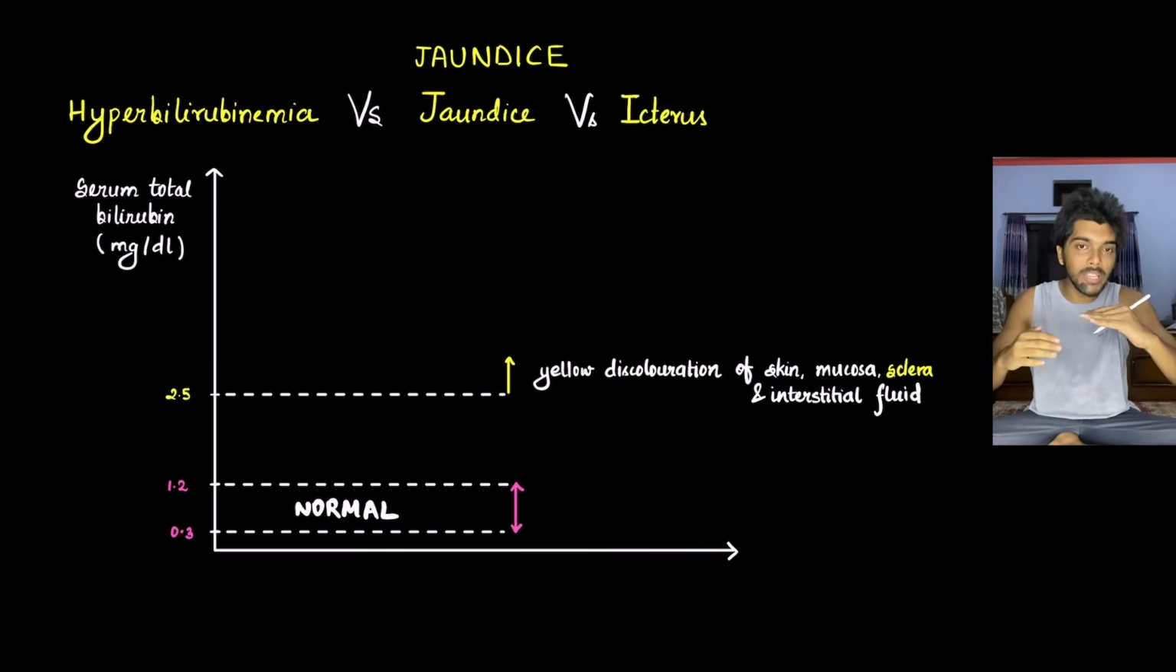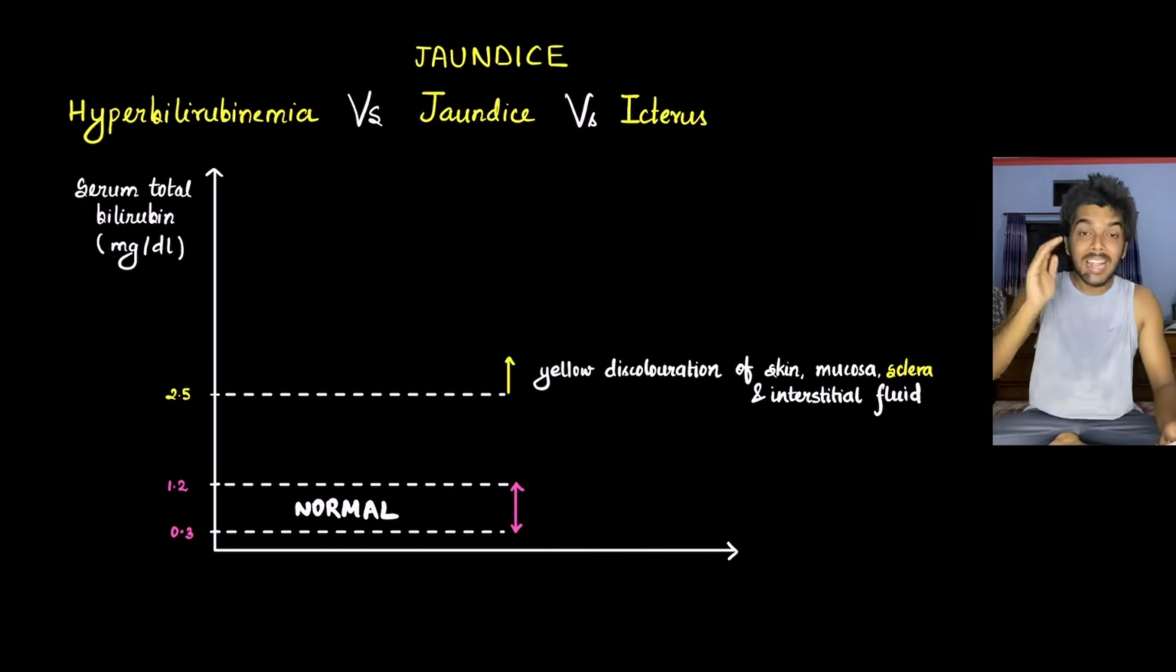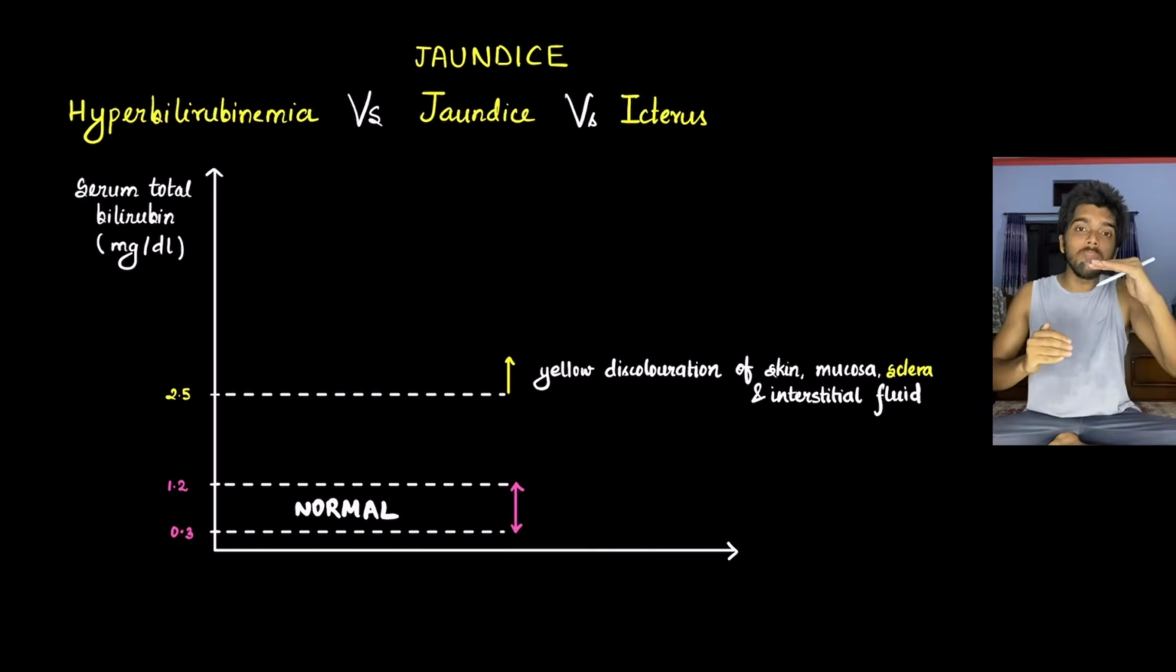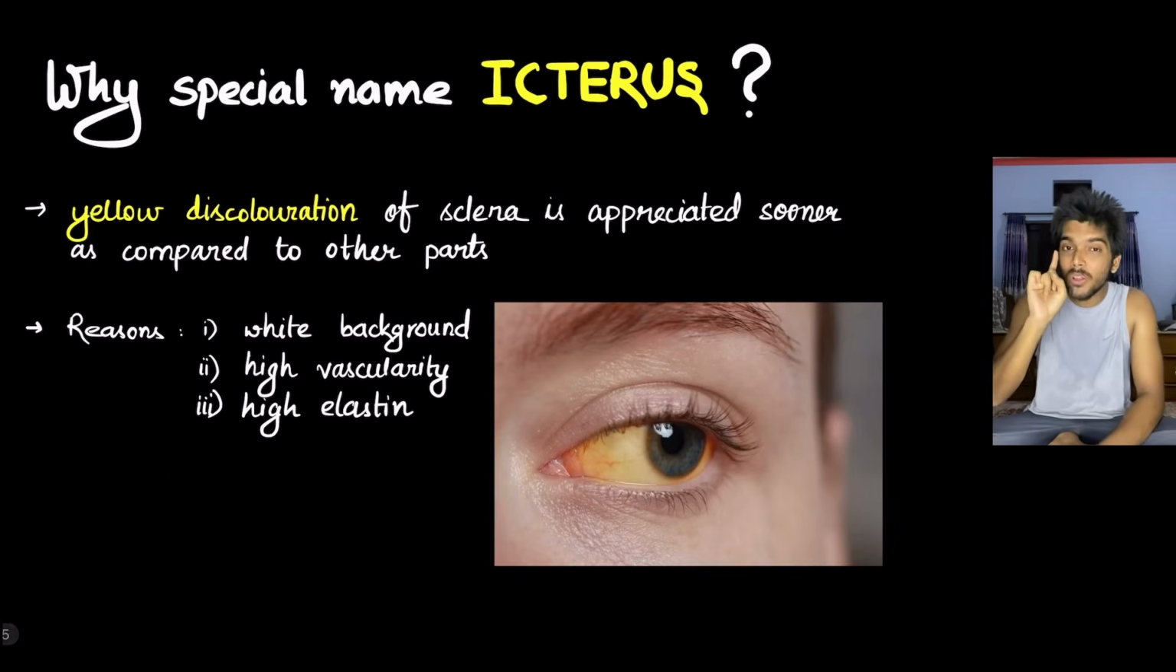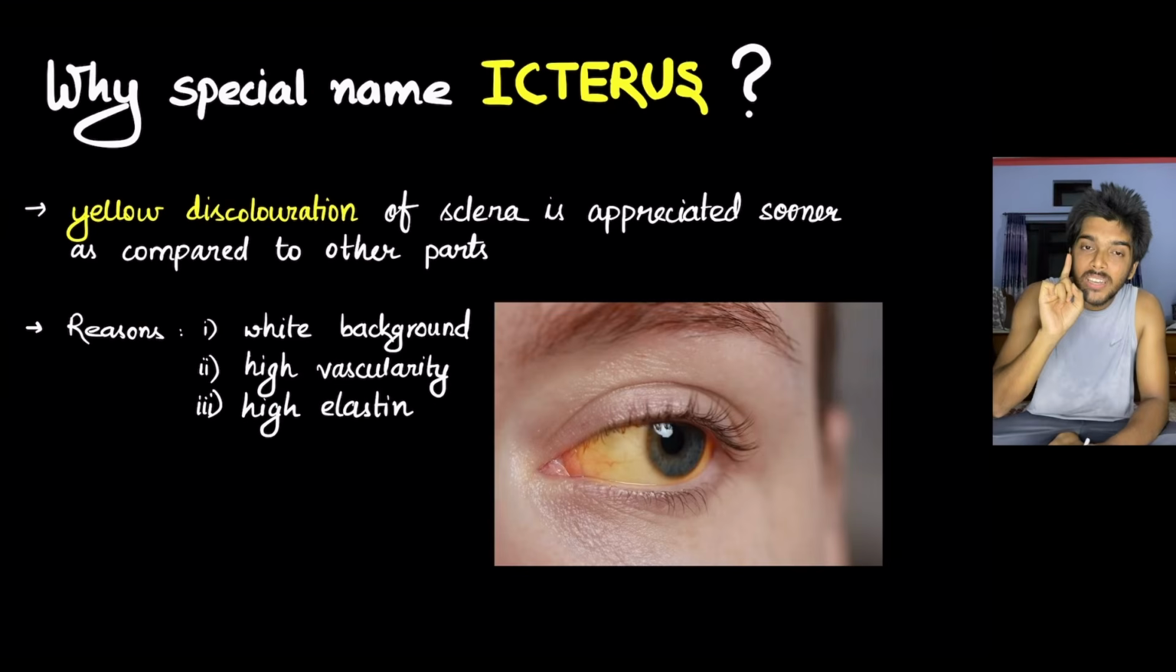That is, if bilirubin level keeps on rising further, the bilirubin will go and deposit in skin. See, first bilirubin goes and deposits in sclera. So first yellow discoloration of sclera is seen, and this yellow discoloration of sclera due to significant hyperbilirubinemia is icterus. So icterus is the first physical sign of jaundice. Later on, when bilirubin level rises even more, it goes and deposits in other parts like mucosa, skin, and interstitial fluid. So since yellow discoloration of sclera is seen first, it is given a special name of icterus.